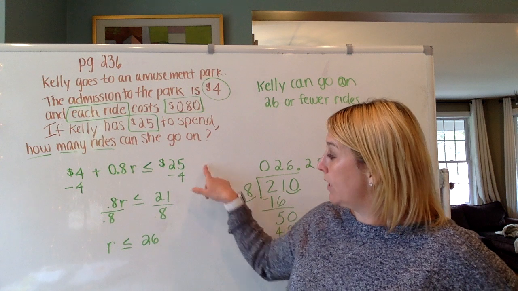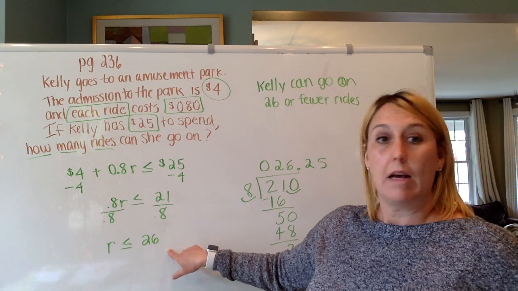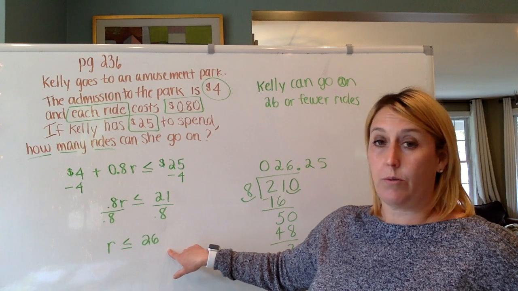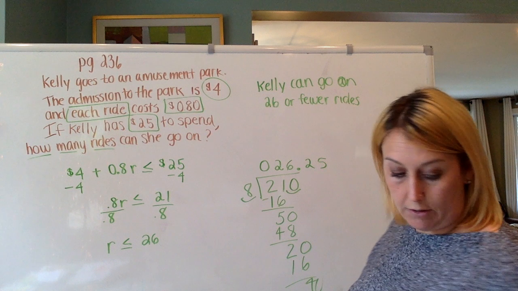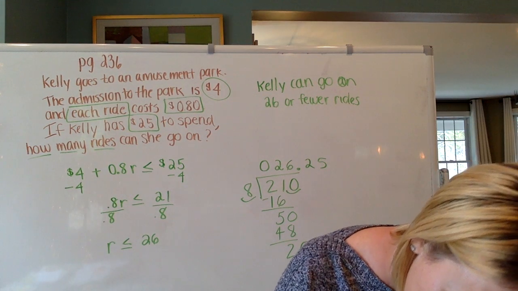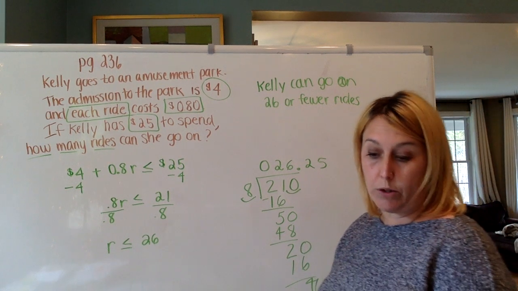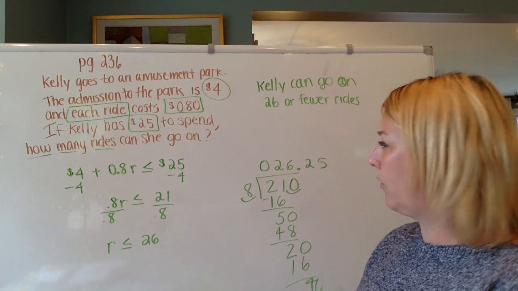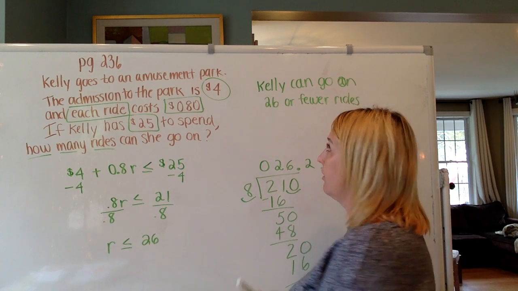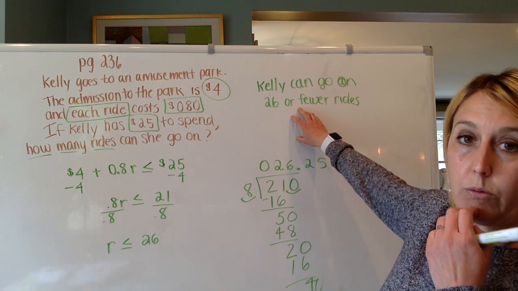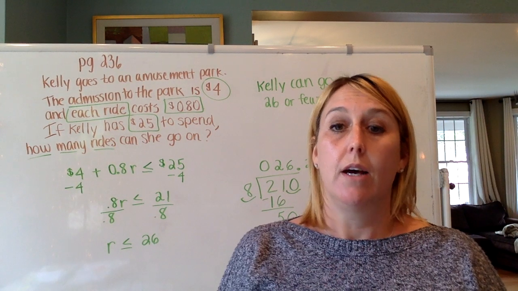But given how much money she has, she can plan that she can go on 26 rides, but not more than that. She can go on 25, she can go on 24, but she can't go on more than 26. And if we were going to, let's see, do they ask you to graph it? No, they don't. For the word problems, I don't believe you're going to end up having to graph them. This would be R is less than or equal to 26, and you would want to put in words, Kelly can go on 26 or fewer rides, or Kelly can go on no more than 26 rides.